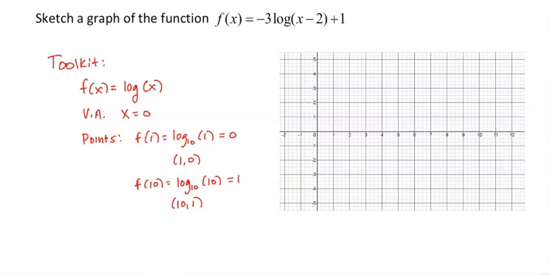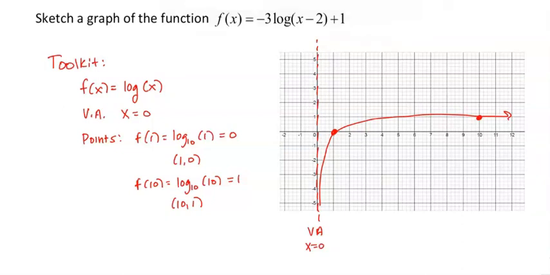So let's just sketch that, get a feel for what our basic toolkit function looks like, and then we'll think about the transformations that have happened. So if we think about a vertical asymptote here at x equals 0, we have the points (1, 0) and (10, 1). So if you can picture the shape of a log function, it increases steeply along this vertical asymptote. It goes through our horizontal intercept at the point (1, 0), and then it starts to level off as it heads off to the right. So it's still increasing from left to right on its entire domain from 0 to infinity.